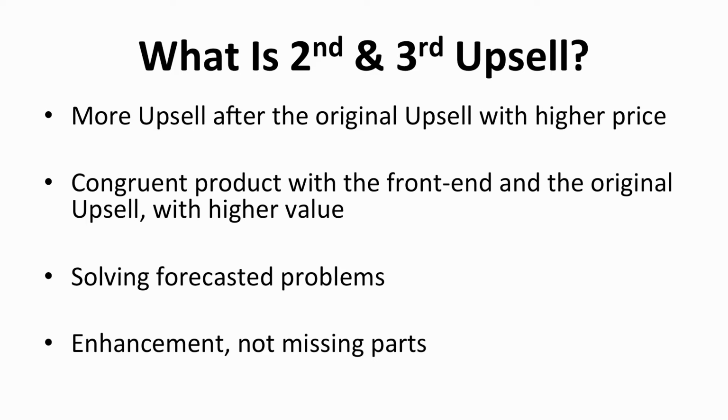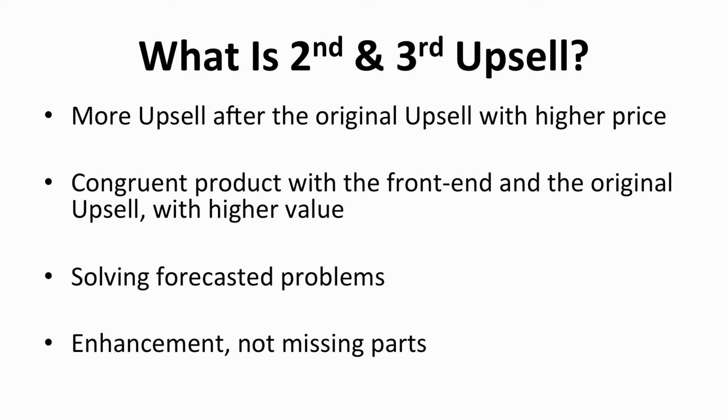The second and third upsell should be congruent with the first upsell, which means they are congruent with the original front-end product. But of course, the products sold as second and third upsell should be of higher value. It should be way higher than the original front-end product, but still should be at an acceptable increase from the first upsell. The price range for the second and third upsell will be discussed later on in this module. So what products should we sell as the second and third upsell?